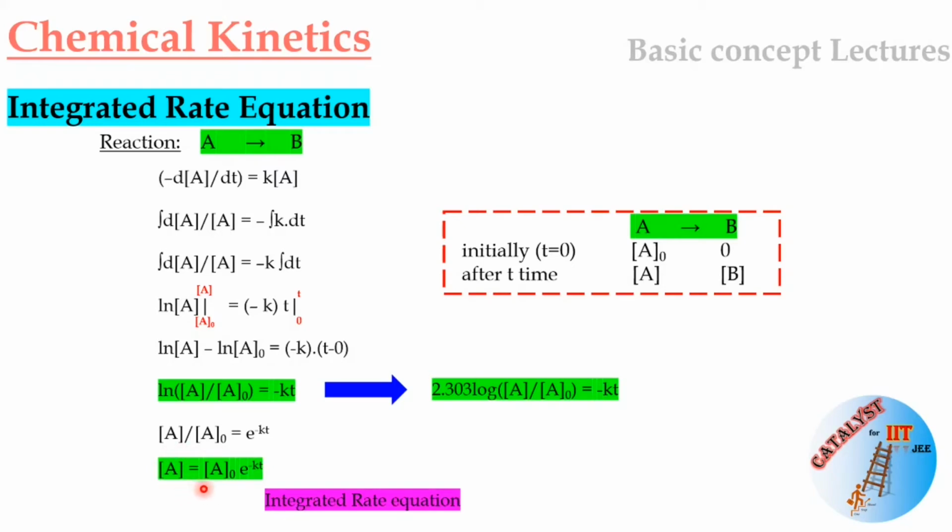So A equal to A naught e to the power minus kt. This is also the equation for radioactive decay kinetics. So that is why I told you that this first order kinetics is very important to understand, because it will also help you to understand the chapter radioactivity.